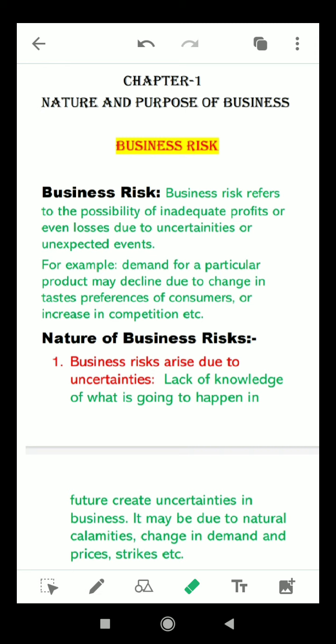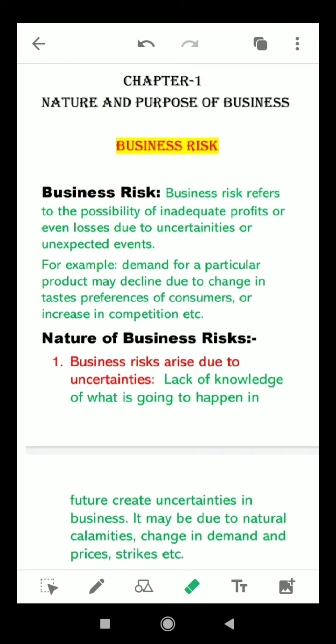That means every businessman tries to control or minimize the risk, but it cannot altogether be avoided. A businessman can minimize the risk by proper planning or proper decisions. They can minimize that risk, but they cannot avoid it.